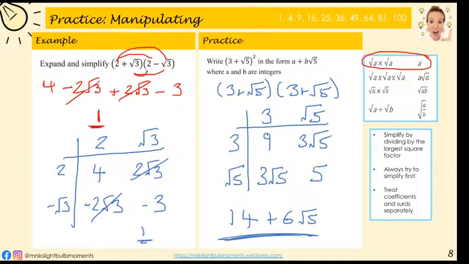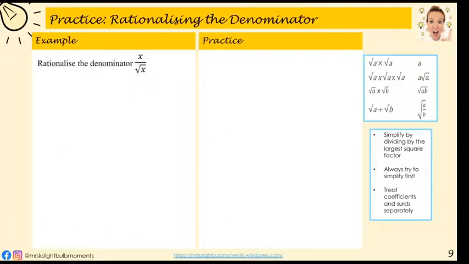Okay. Now, let's get a little bit trickier. Hope we're still following. Now we're moving on to rationalising the denominator. This is the topic that might fill some of you with fear, but that's why we're going through it. Going to have a little go. It sounds scary, but it just means the denominator, the bottom number in the fraction, cannot be a surd.